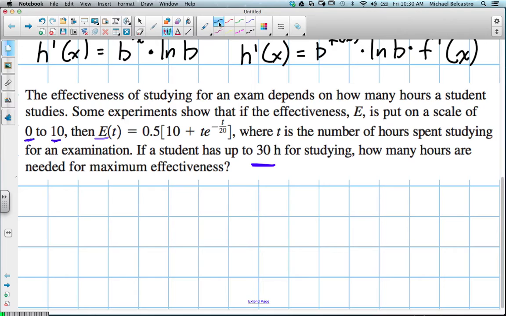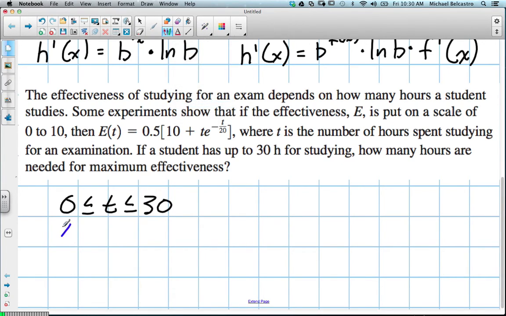Okay, so we want to optimize this, which means your parameter T is going to be between studying for 30 hours and not studying at all, 0 hours. How many hours are needed for max effectiveness? Okay, so we're looking for maximums. Well, we have our parameters, so we'll have to test the maximums at 0 and 30. We also want to find in this function where the tangent to the derivative would be 0. So we want to derive this to find another critical point.